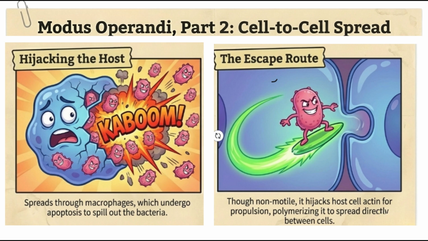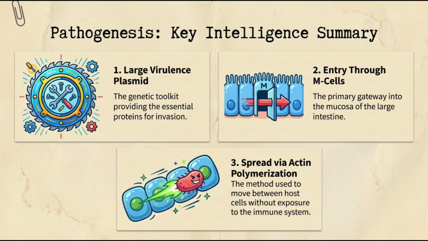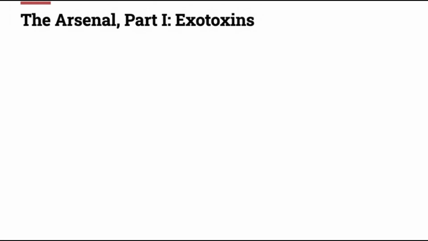Remember, Shigella is non-motile. So, how does it move? It requires the assistance of actin. It hijacks the host cell actin and polymerizes it to create a tail, allowing it to slide or rocket from cell to cell without being exposed to the immune system outside. So, the three important pathogenesis points to remember are large virulence plasmid, entry through M cell, and spread through actin polymerization. This Shigella produces toxins as well.